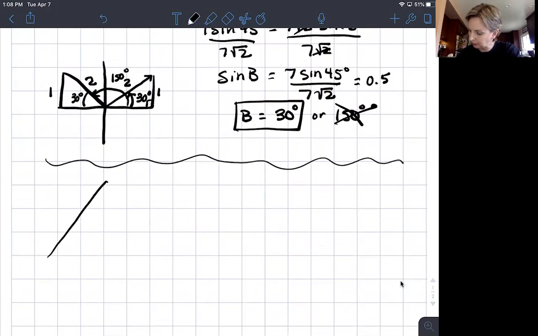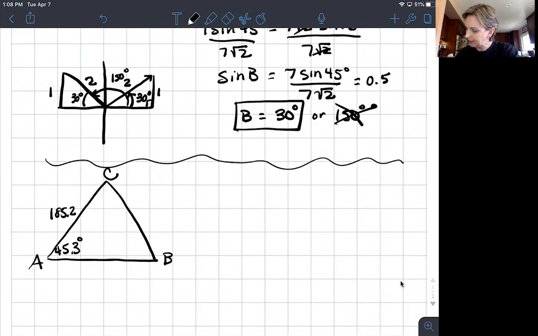Okay, so let's take an example of an ambiguous case. Here's a triangle. We're given A, B, and C. And let's say we're given angle A is 45.3 degrees, and side B is 185.2, and side A is 167.1. Okay, so it's two sides and an angle. We need to solve for our two angles and the one missing side.